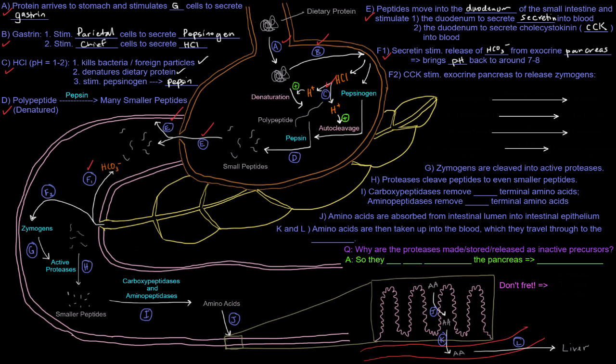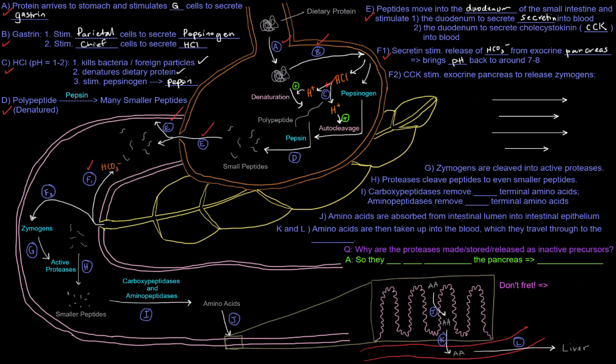Bringing the pH back to 7 or 8. And then F2 is what's going on with the CCK. The CCK, the cholecystokinin, it stimulates the exocrine pancreas to release zymogens, which are inactive precursors of enzymes.